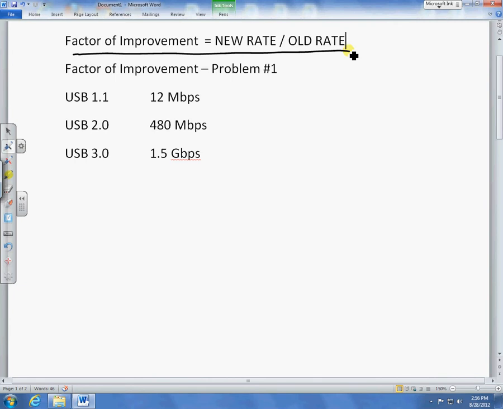We're always dealing with rates, right? We're not dealing with just raw quantities. We look at the new rate, and we take that new rate and divide it by the old rate, right? So I'm going to do some comparisons here.